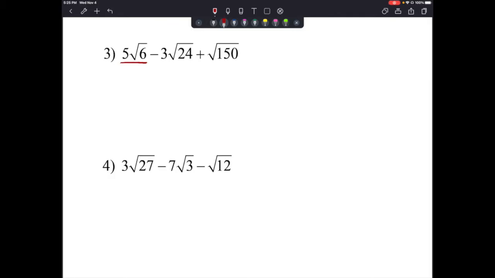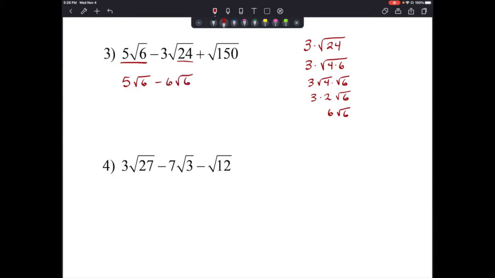We have minus 3 times the square root of 24. We know that 24 can break down, so let's do this over on the side. 24 has a perfect square factor of 4. So this is 3 times the square root of 4 times the square root of 6, which is 3 times 2 times the square root of 6, or 6 radical 6. So I'm going to bring down my 5 radical 6, and right now I have minus 6 radical 6. And then let's take a second and simplify our square root of 150.